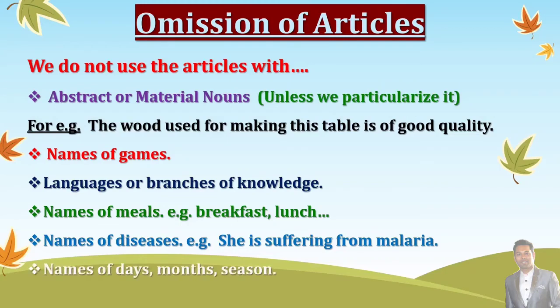Names of days, months, seasons, etc. For example, July is just July. We do not read it as the July, or Monday is just Monday. It's not the Monday. Okay, so we do not use the before names of games, names of languages, names of meals, diseases, days, months, seasons, and for abstract or material nouns, we only use it in case we are talking about something particular.